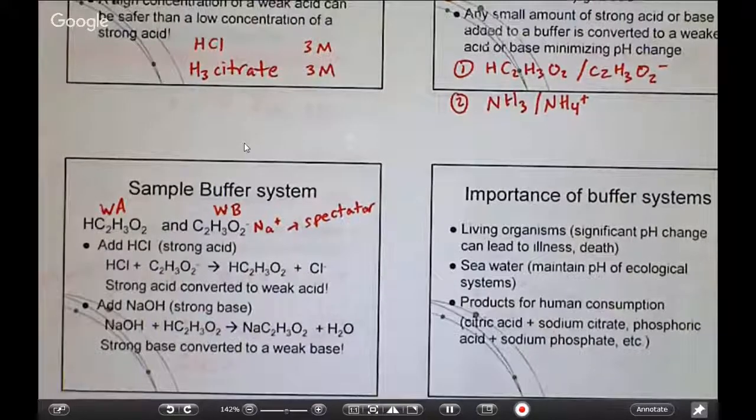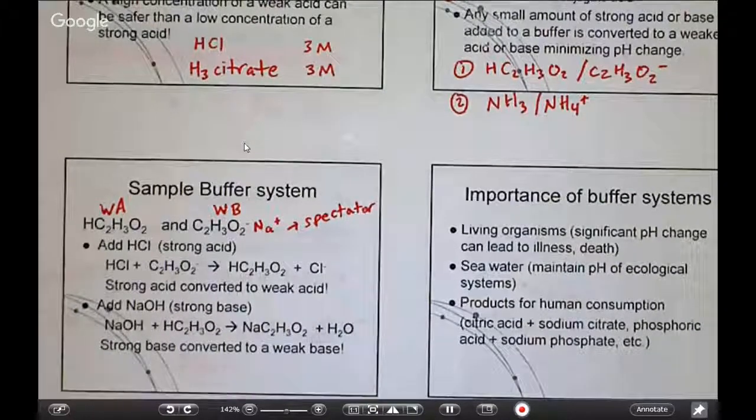Much like most spectators at a sporting event, if we ignore the idea of the 6th man or the 12th man or person, then the spectator has no outcome on the game being played. Just like in these buffer systems, the spectator ion is there because that's how we balance charge to introduce the substance. But reactivity-wise, it's going to have no role. It's just a spectator, just there hanging out watching.